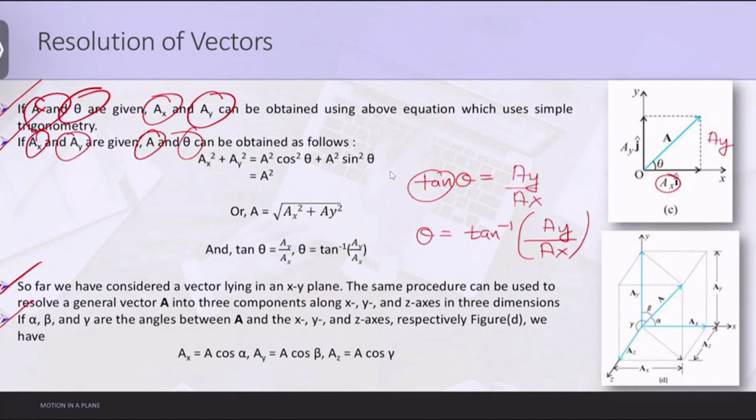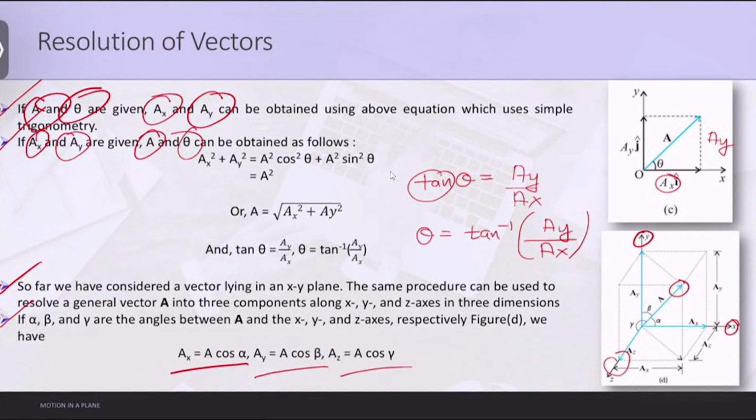If alpha, beta, and gamma are the angles between A bar and the x, y, and z axes, then if you look at it very carefully, the angles for the x axis, y axis, and z axis would differ. Therefore, the components along the x, y, and z axes would also differ. All the angles would be different this time. Therefore, AX will be equal to A cos alpha, AY is equal to A cos beta, and AZ is equal to A cos gamma.